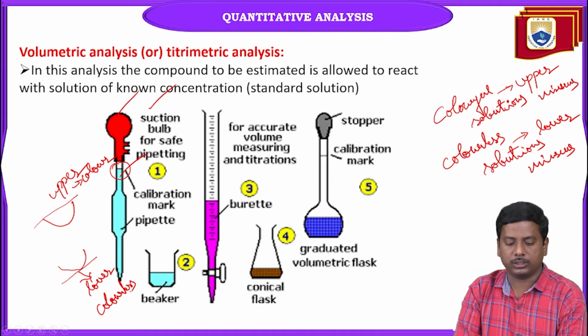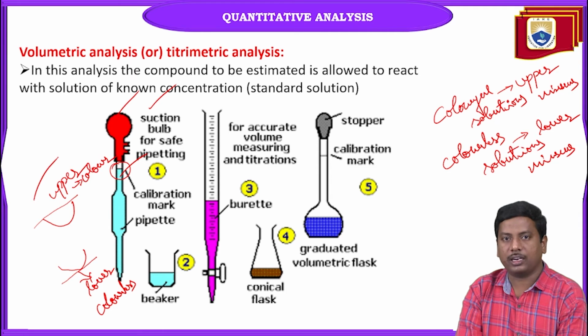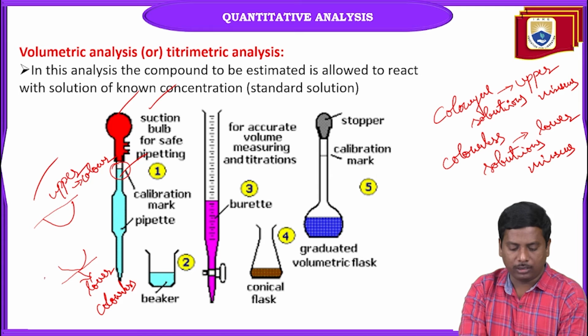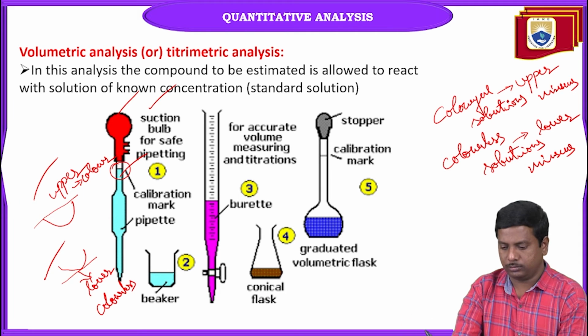So by taking the solution into any type of equipment, that may be either a pipette, burette, conical flask, or measuring flask, we consider whether it is a colored solution or a colorless solution. For a colored solution we always consider the upper meniscus, for colorless solutions we always consider the lower meniscus. So this is the difference between colored and colorless solutions when taking a calibration mark.